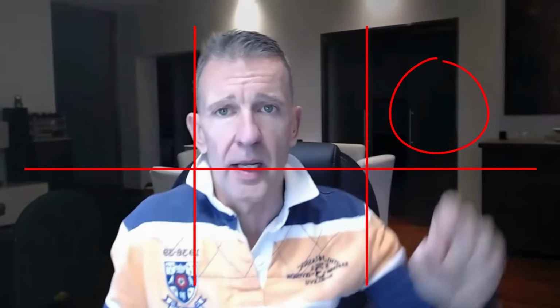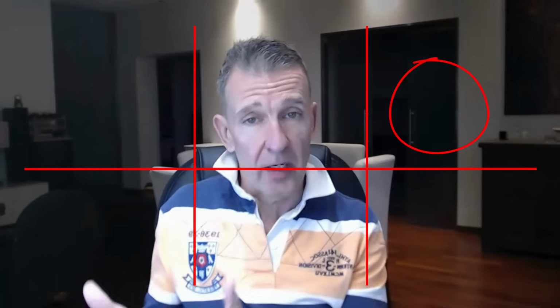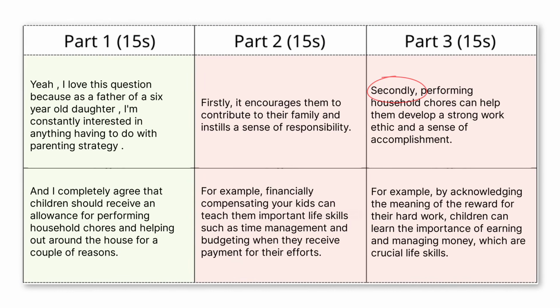Now, transitioning into zone 5 here in the top right-hand corner to start the third act, my second reason with "secondly." So I really want to punch that transition word, but don't add any dramatic pauses here between your transitions, okay? Minimize pausing. Listen, I don't want to say "secondly," performing household chores; get right into it. Secondly, performing household chores can help them develop a strong work ethic and a sense of accomplishment.